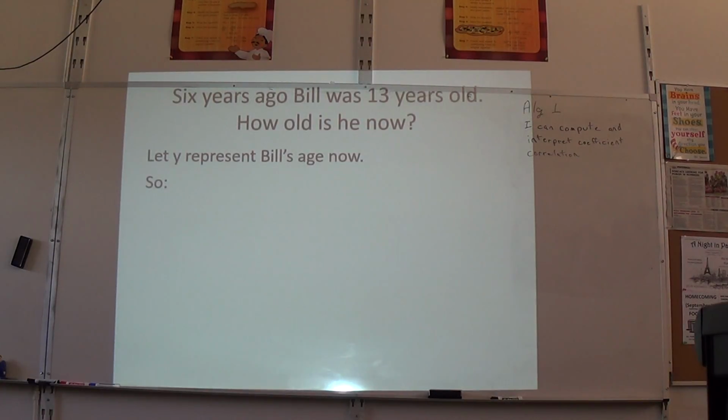Okay, you need to write your equation using a variable. The variable would be his current age. Six years ago tells us we're going to do what?